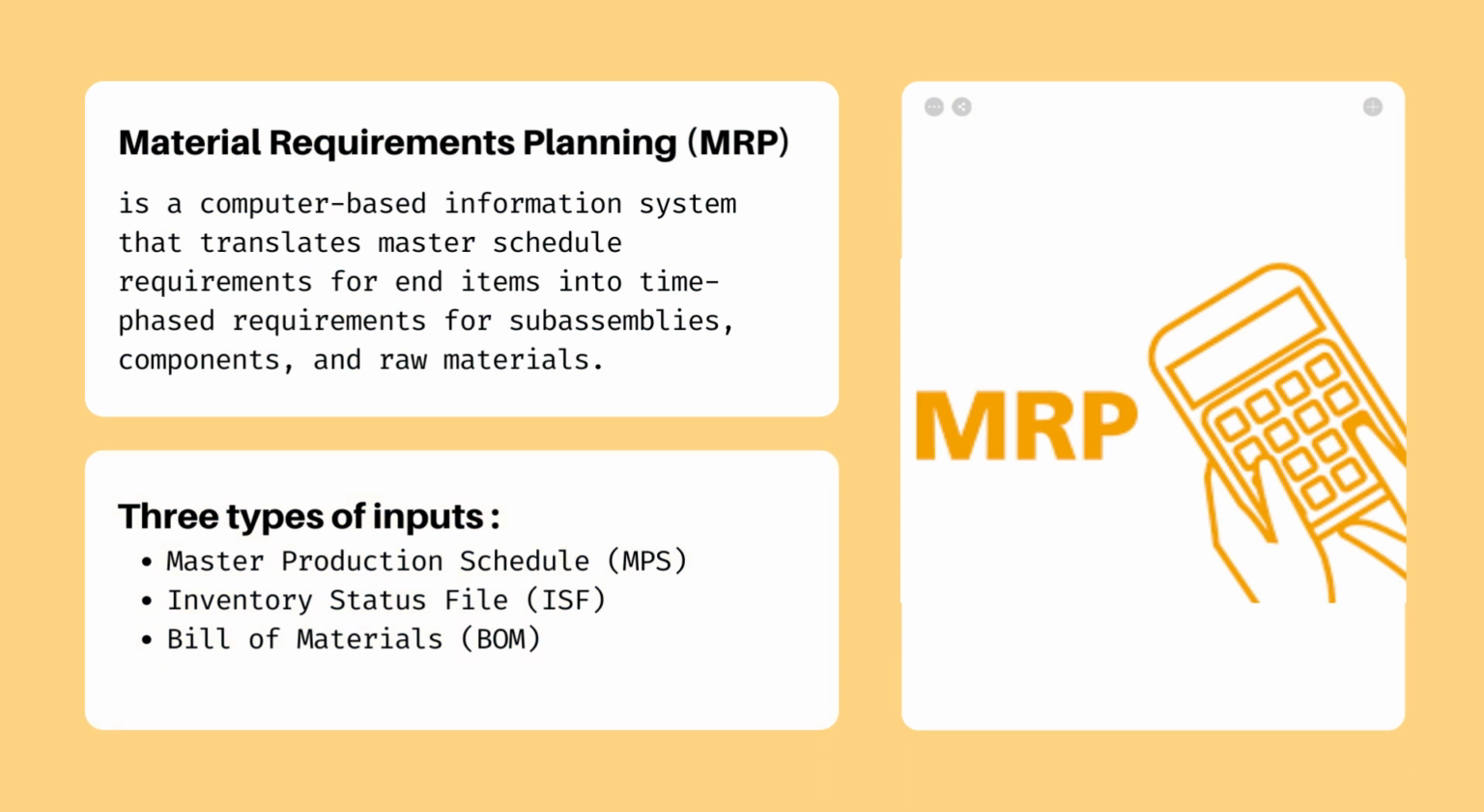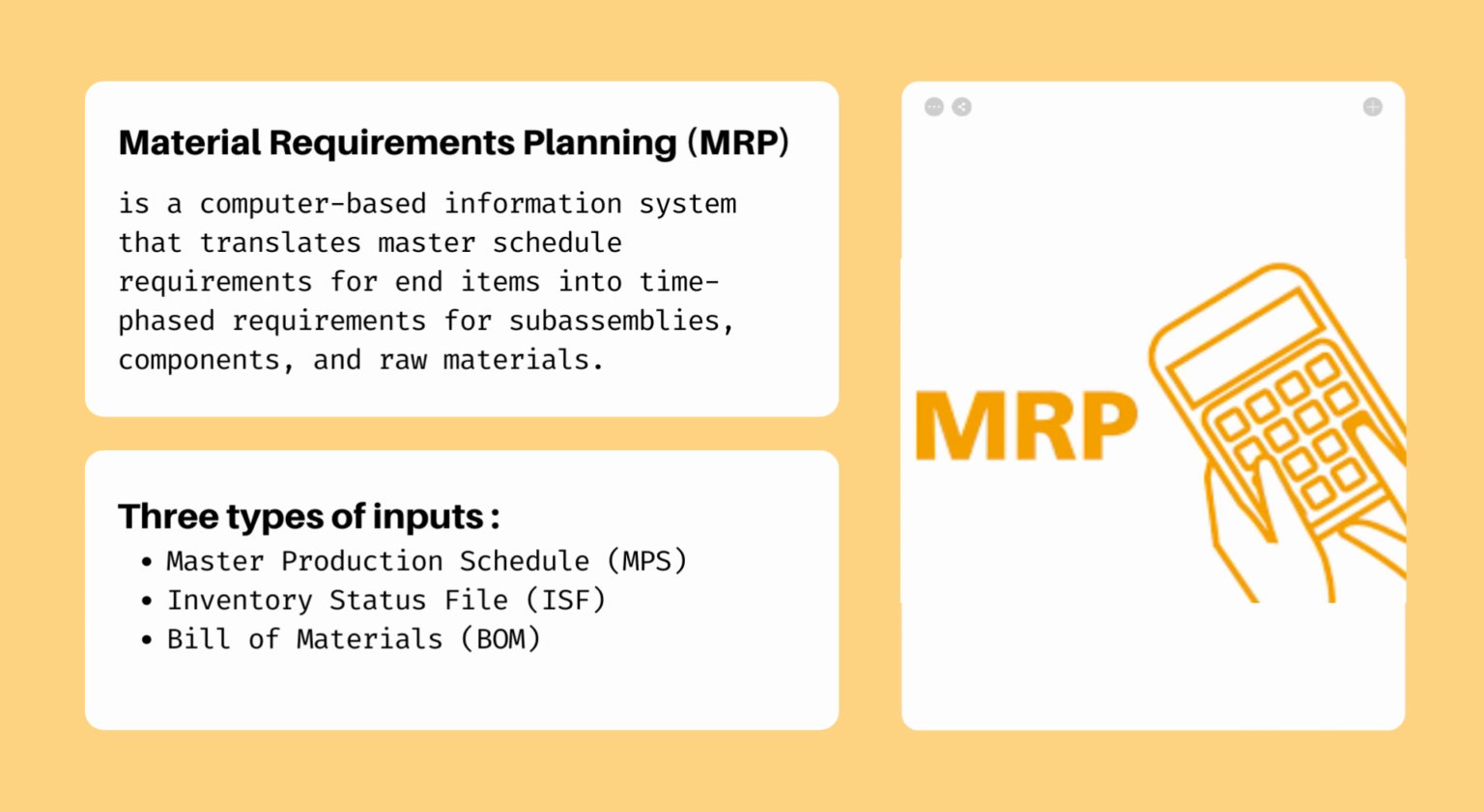I'm Hoja Singh. I would like to introduce Material Requirements Planning (MRP). It is a computer-based information system that translates master schedule requirements for end items into time-phased requirements for sub-assemblies, components, and raw materials.